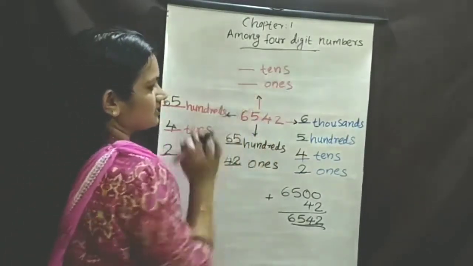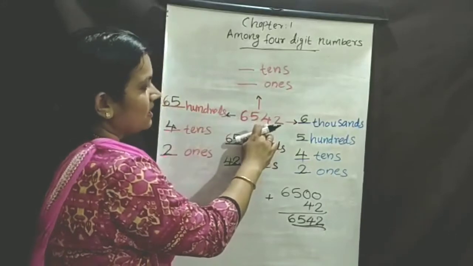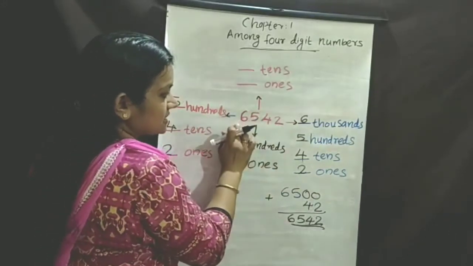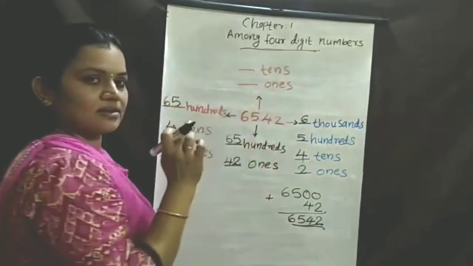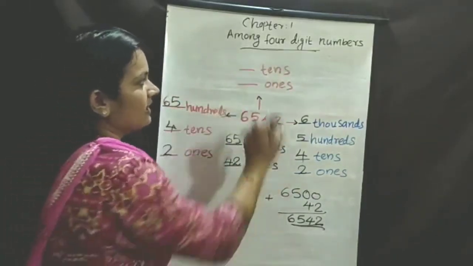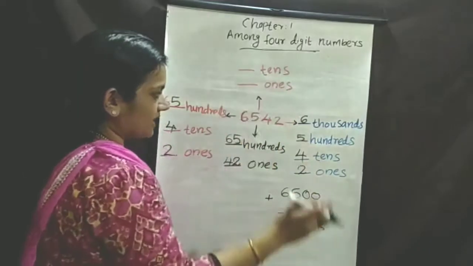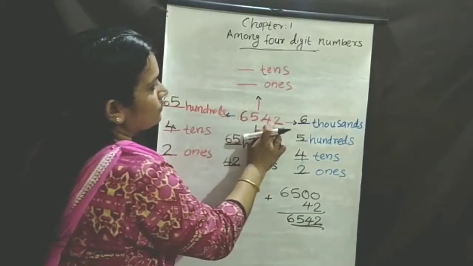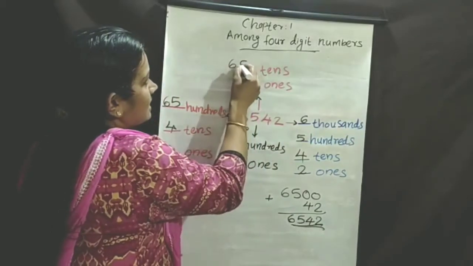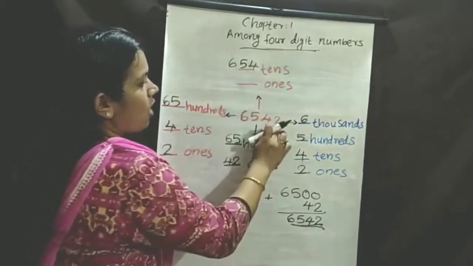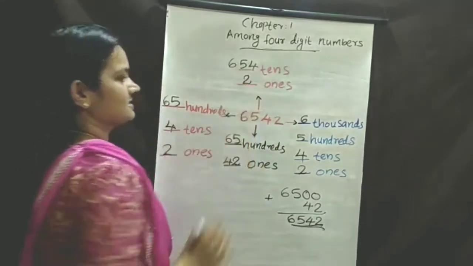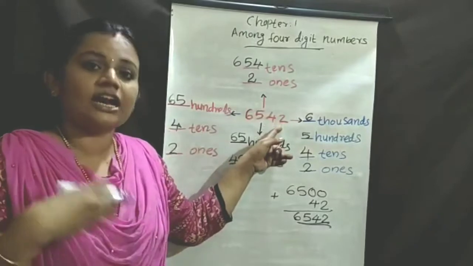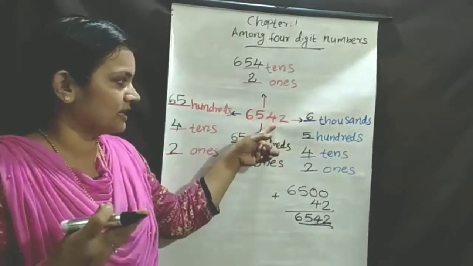Then next, only tens and ones given. Only tens and ones. Here is the tens, so we can write 654 tens. So we can write this with only tens and ones: 654 tens. How many ones? 2 ones. Okay, first you understand how to arrange the places of the 4-digit number.